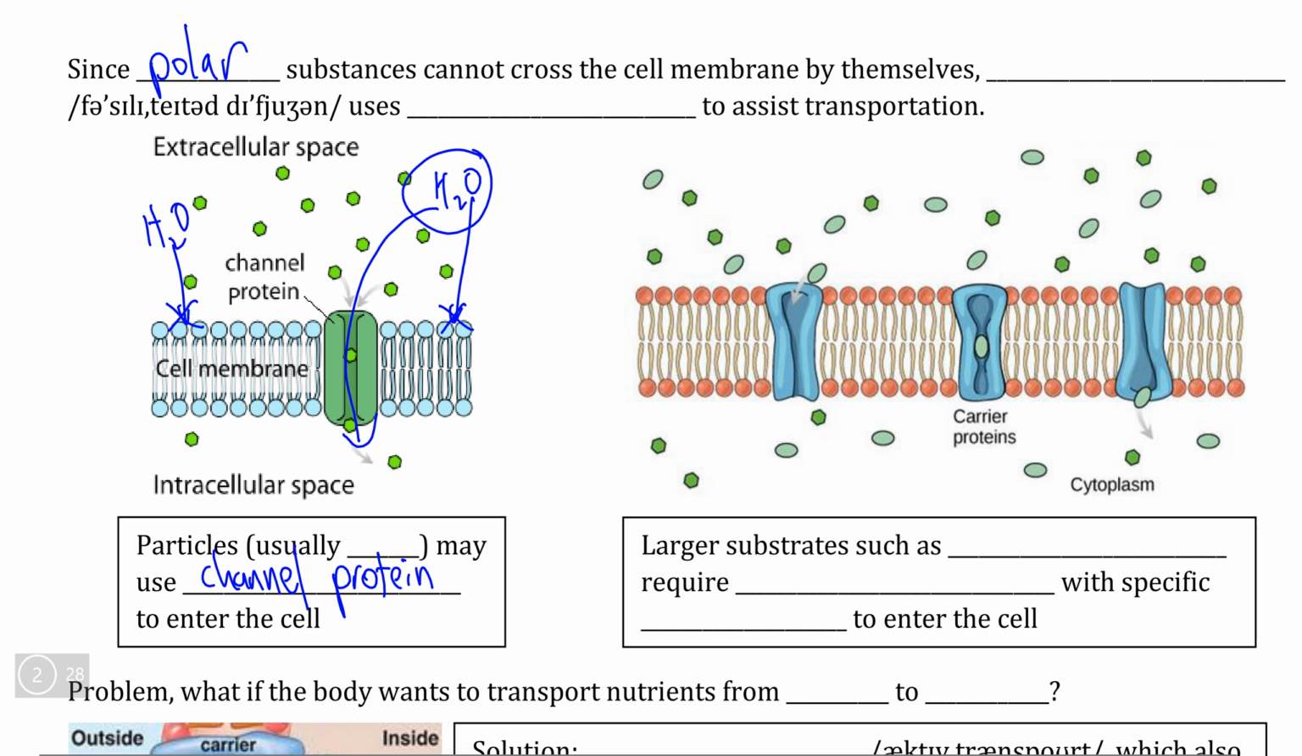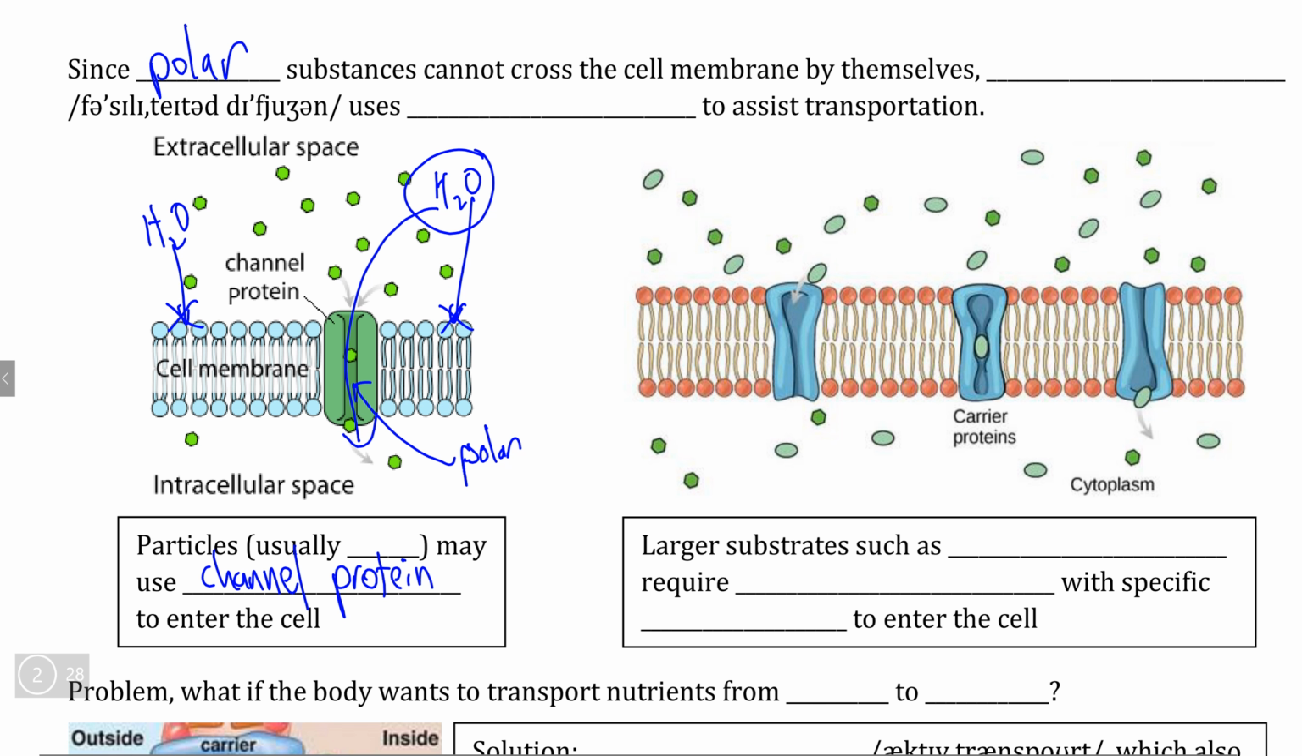So in this case, because our substrate is water, we would expect the inside of this channel protein to be polar, and therefore allow water to make hydrogen bonds with the inside and pass through this channel through the process of diffusion.